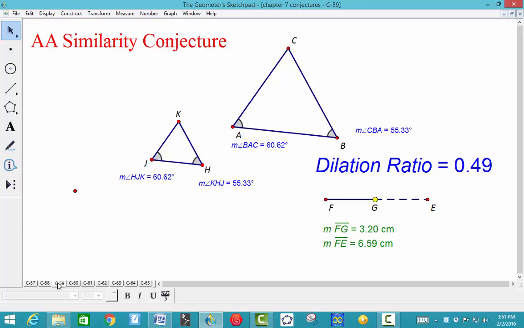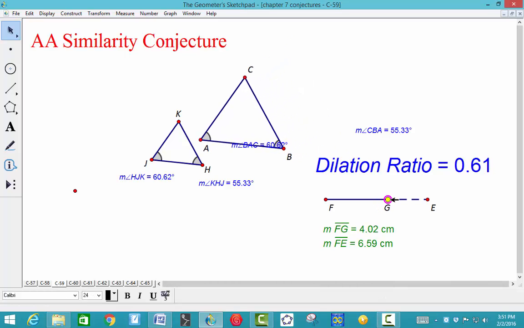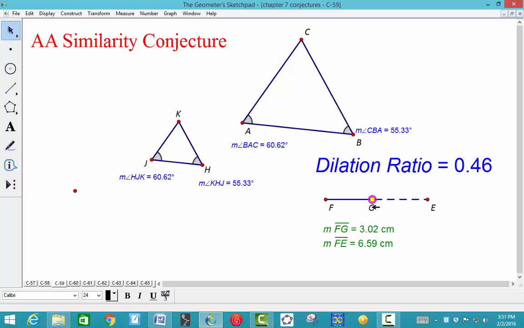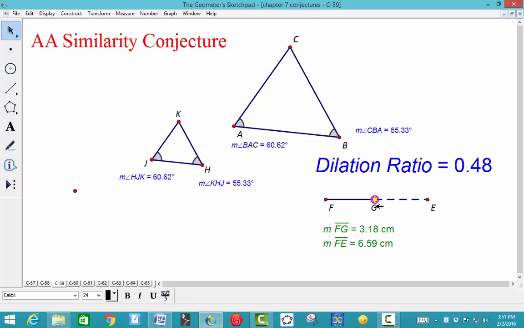Conjecture 59, angle-angle similarity. If 2 angles of one triangle are congruent to 2 angles of another triangle, then the triangles are similar. We can show this again by dragging the similarity ratio to a ratio of 1. You can see that the triangles are congruent. As this moves out, the shape is staying consistent, but the sizes are changing.